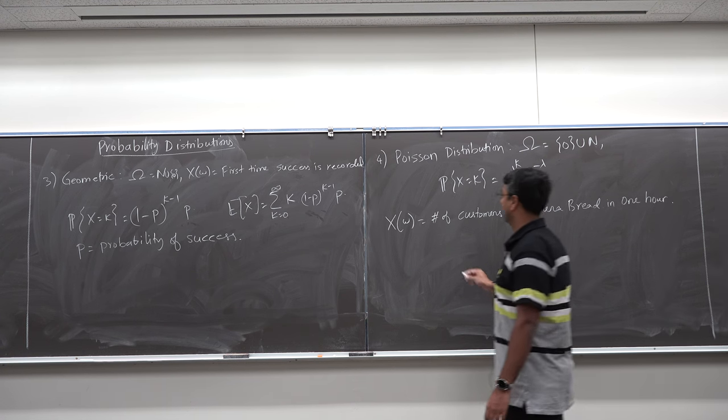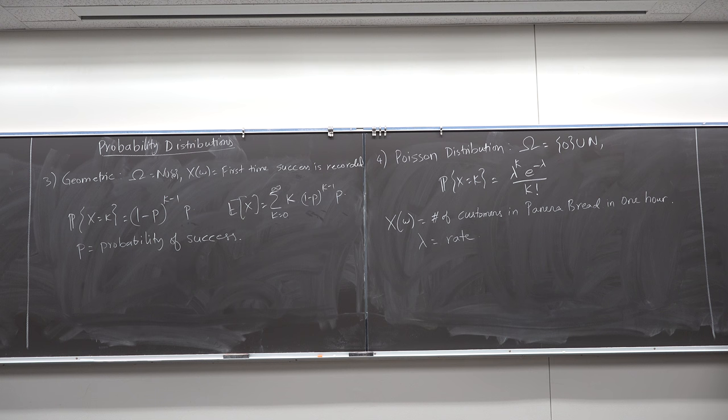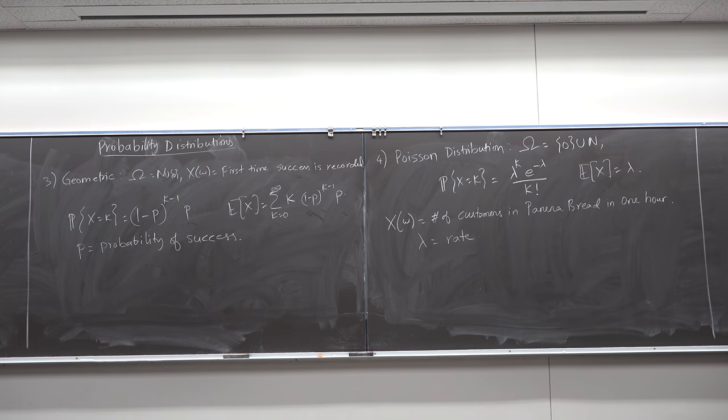Lambda is known as the rate. And here I think the expected value is equal to lambda. If I'm not mistaken, expected value of x is lambda. I'll very quickly check and let you know. Yeah, mean is lambda. Okay. Turns out the variance is also lambda.